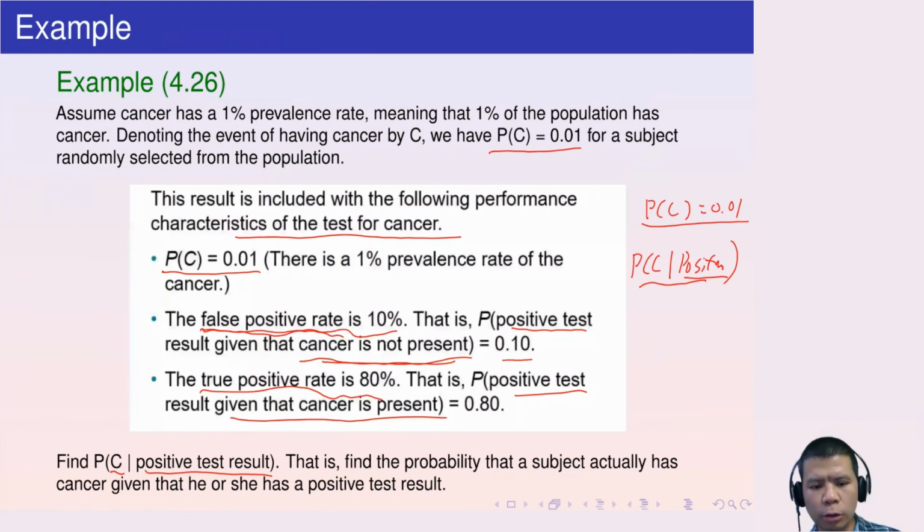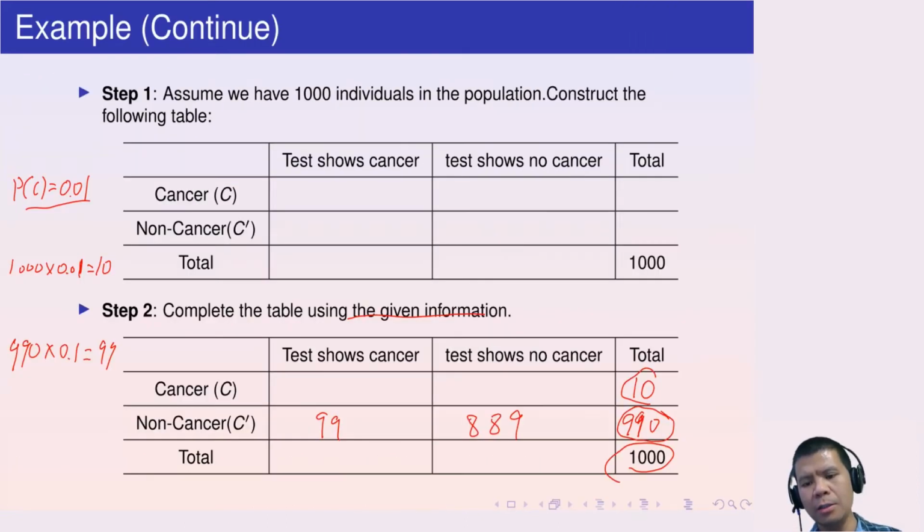Now the true positive rate is 80%. Given the cancer is present, the positive rate is 80%. So among these 10, 80%, that is to say 8 of them will show there is a cancer, and 2 of them show there's no cancer, right? So among this 1,000, how many of them will show cancer in the test result? 99 plus 8, that's 107.